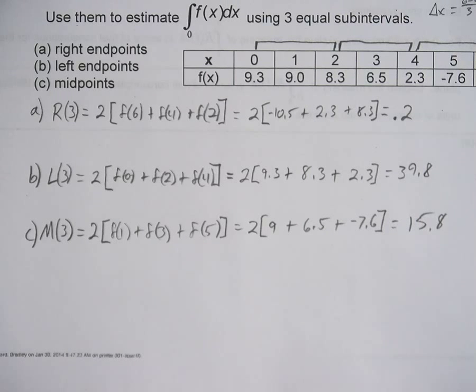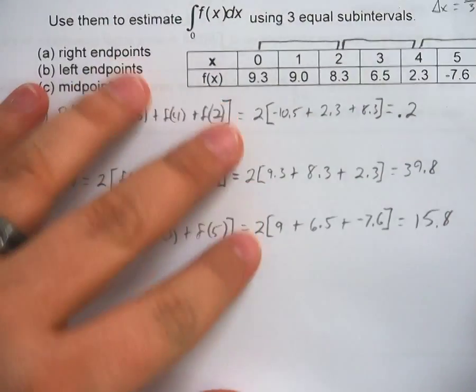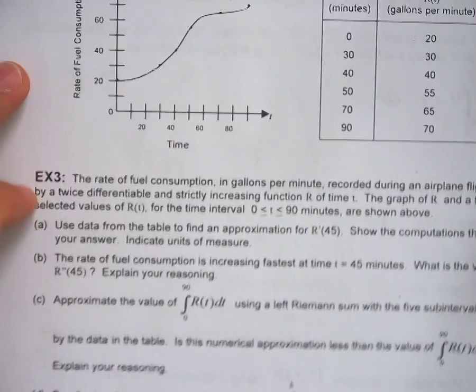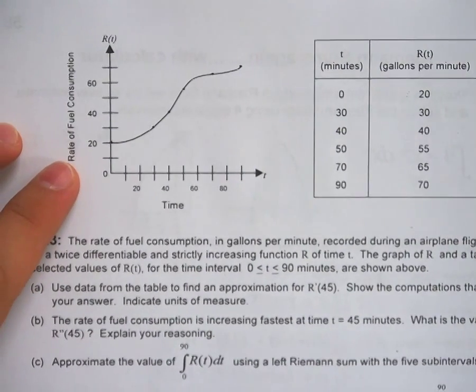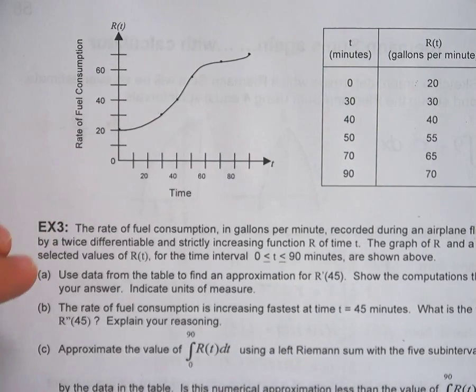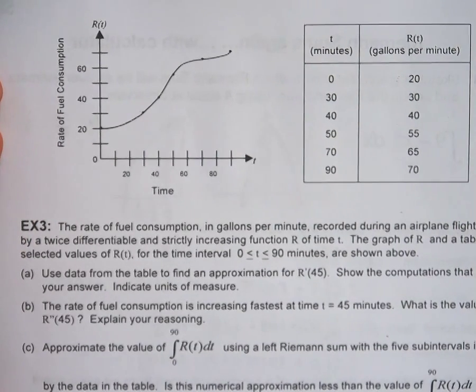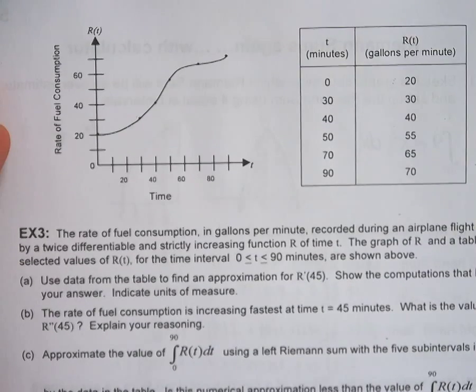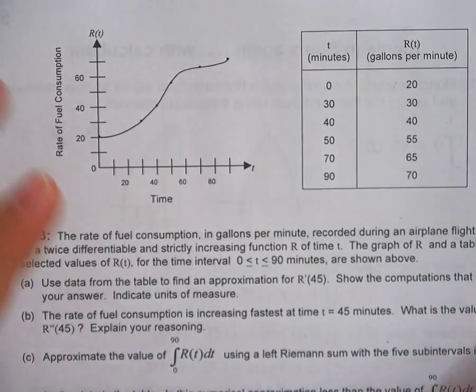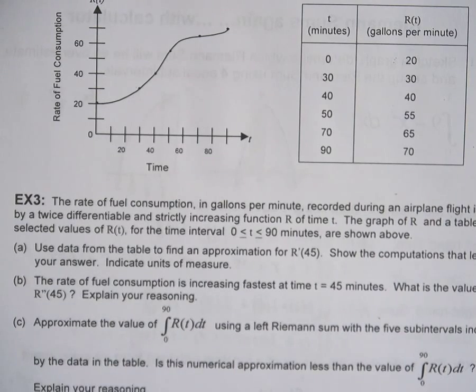Okay, now prepare yourselves, for we have our first real-life application of Riemann sums. Oh yes, this is going to be amazing. I hope you came prepared. Example number 3. Let's take some time to read, interpret, and extrapolate. The rate of fuel consumption in gallons per minute recorded during an airplane flight is given by a twice differentiable and strictly increasing function r of time t.